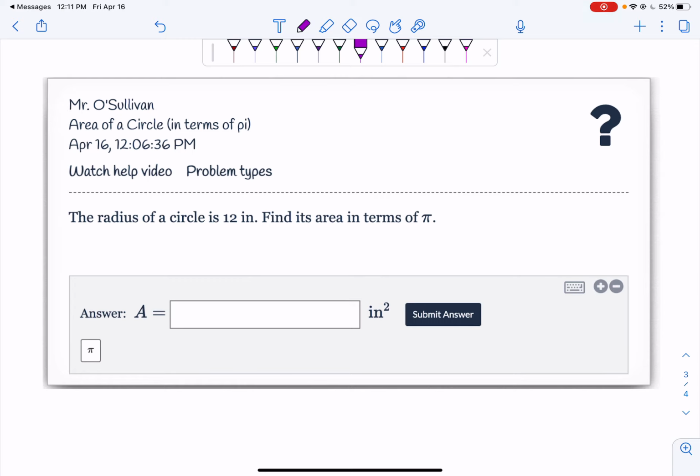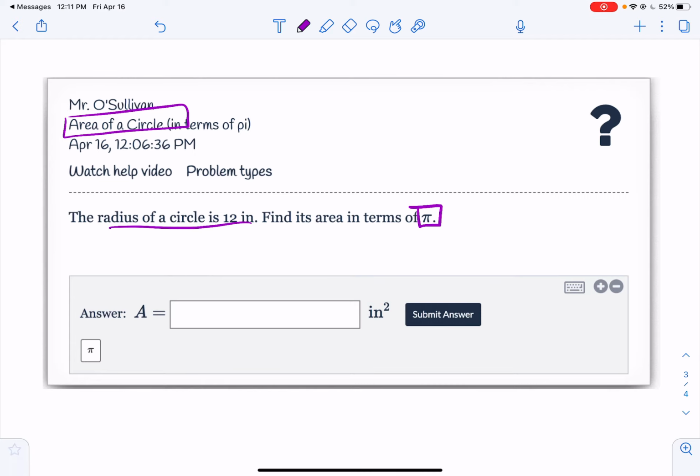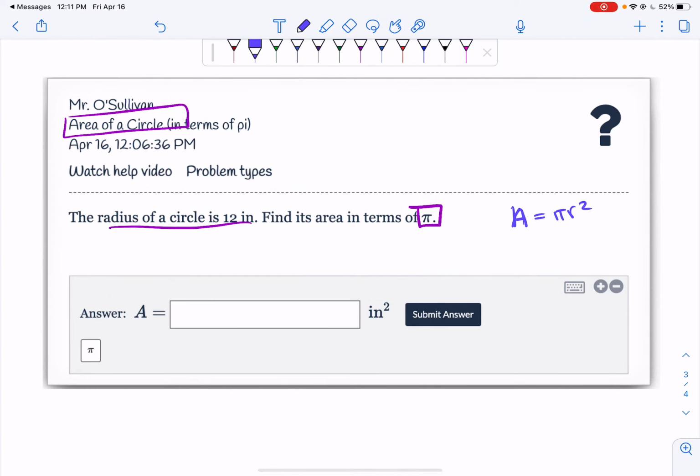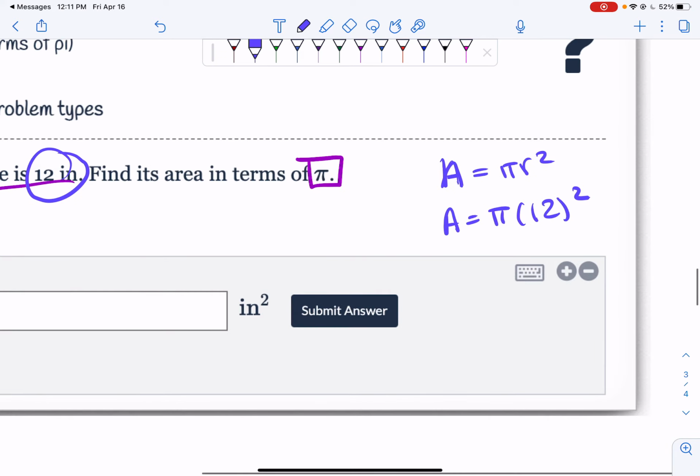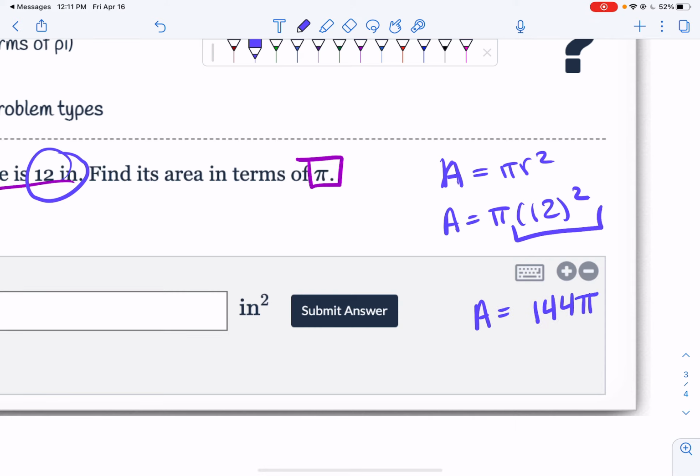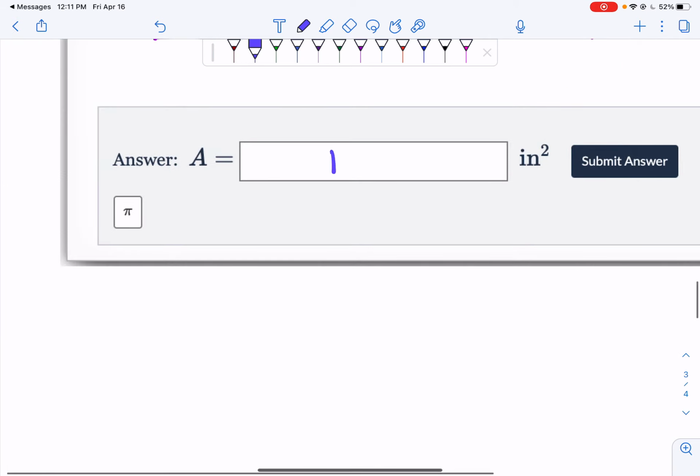The radius of a circle is 12 inches. Find the area in terms of pi. So again, I'm not going to type pi in my calculator. We know our area formula is pi r squared. So area equals pi r squared. We know our radius is 12. So area equals pi times 12 squared. Again, I'm leaving it in terms of pi, so I'm just going to type this in my calculator. What's 12 times 12? 144. So area is equal to 144 pi. And that's your final answer.